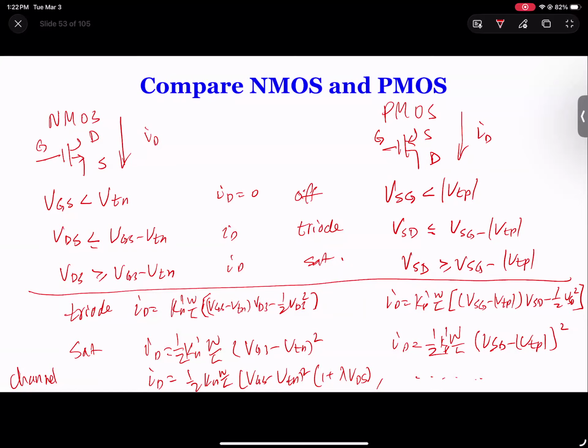But if I say there's certain channel pinching effect, then that lambda is given, or sometimes VA is given. Remember, this lambda is 1 over VA, right? So if I give you VA, you have to use this equation. So the effect is always there, the pinch effect. It's always there. Okay.